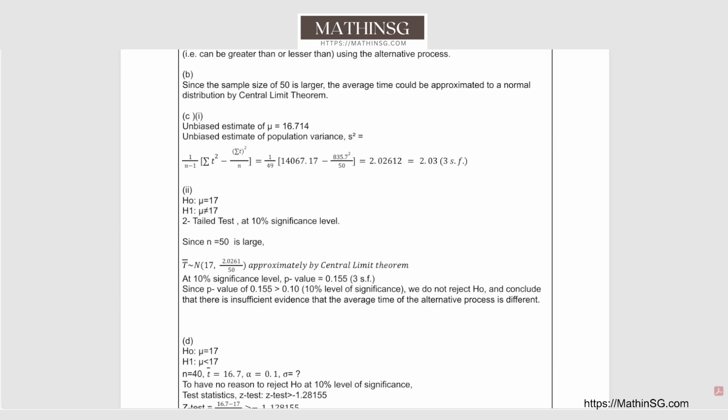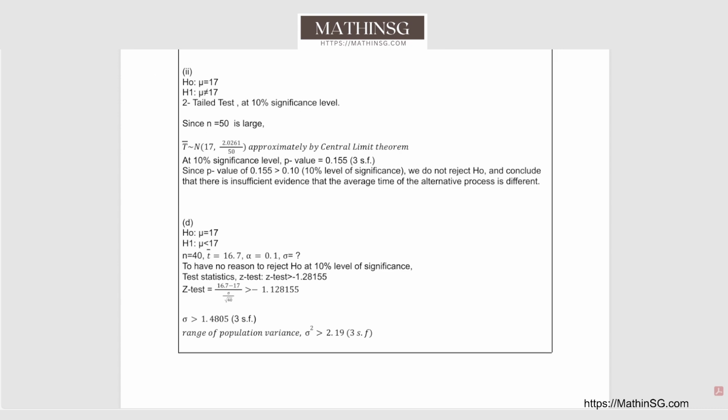Okay, so now let's find the unbiased estimate of mu. To find the unbiased estimate of mu is basically sum of t over n. So we'll take sum of t over n and it will give us 16.714. Next, to find the unbiased estimate of population variance, this one is from your MF27. We'll use this formula here. So you just sub in the values: n minus 1 is 49, sum of t square is 14067.17, and sum of t is 835.7. Type it into the calculator, and you'll get 2.03 when rounded off to 3 significant figures.